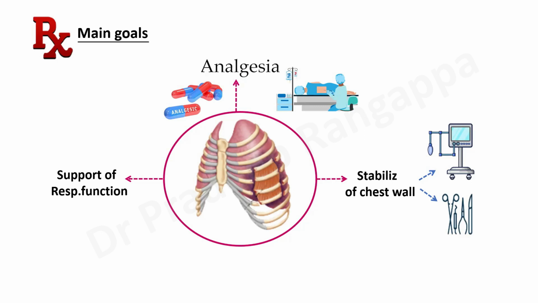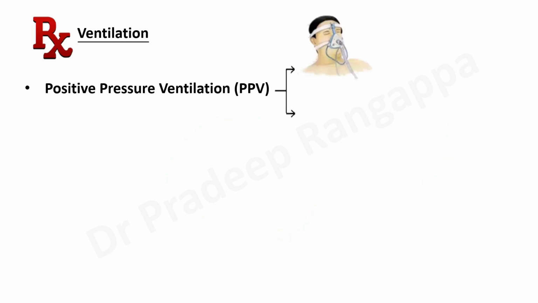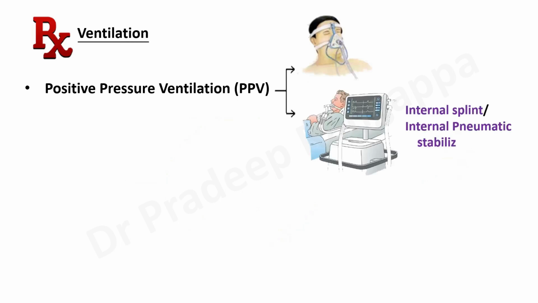And as intensivists, we'll see which one is better, whether NIV or intubation and mechanical ventilation. When we talk about positive pressure ventilation, we call it pneumatic stabilization. One is external pneumatic stabilization, which is through NIV. And when we say internal splint or internal pneumatic stabilization, it is with intubation and mechanical ventilation.